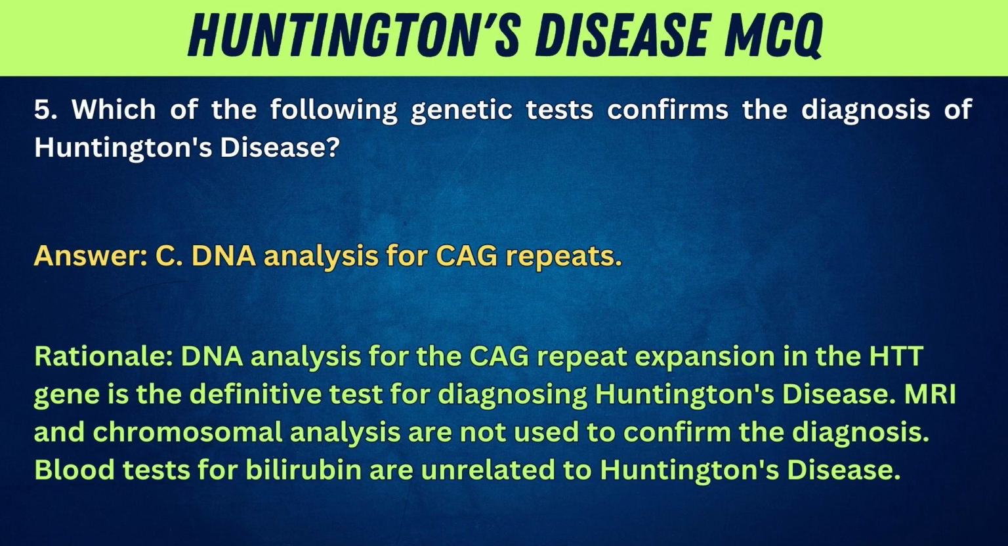Rationale: DNA analysis for the CAG repeat expansion in the HTT gene is the definitive test for diagnosing Huntington's disease. MRI and chromosomal analysis are not used to confirm the diagnosis. Blood tests for bilirubin are unrelated to Huntington's disease.